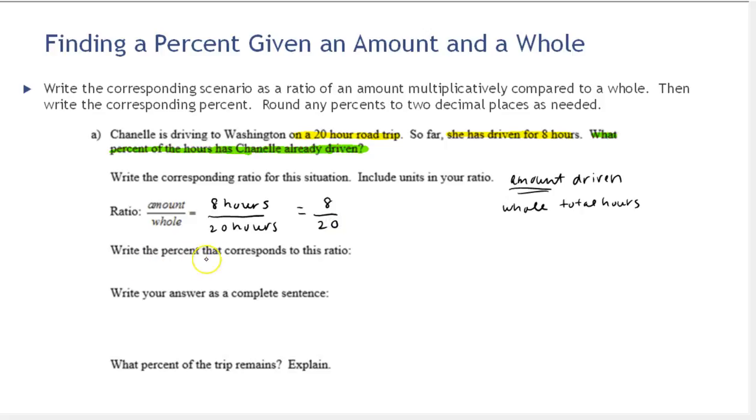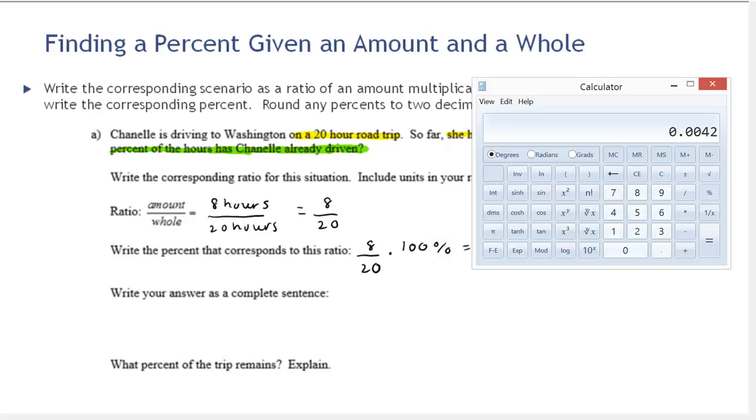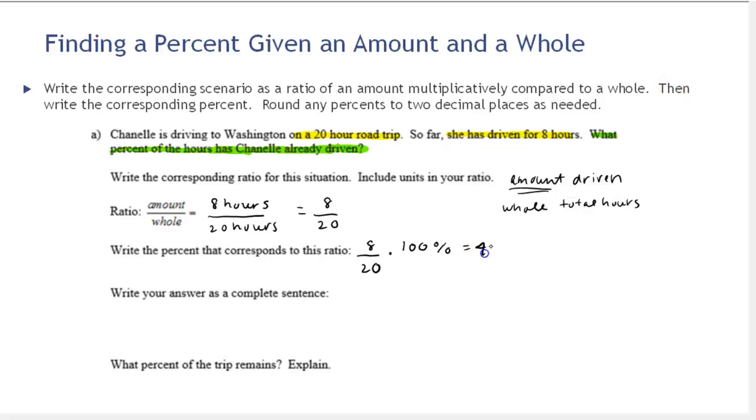Now we're asked to write the percent that corresponds to this ratio. So she's completed 8/20ths of her trip. What is that out of 100? And then we'll write that as a percent. So for most of these calculations, we'll just be using the calculator. So to change a fraction to a percent, multiply the fraction or ratio by 100%. Now remember, my percent sign stays with me. That's the unit. It means out of 100, per 100. So I'm going to take 8, divide by 20, and then multiply that by 100. And I have 40. So we have 40%.